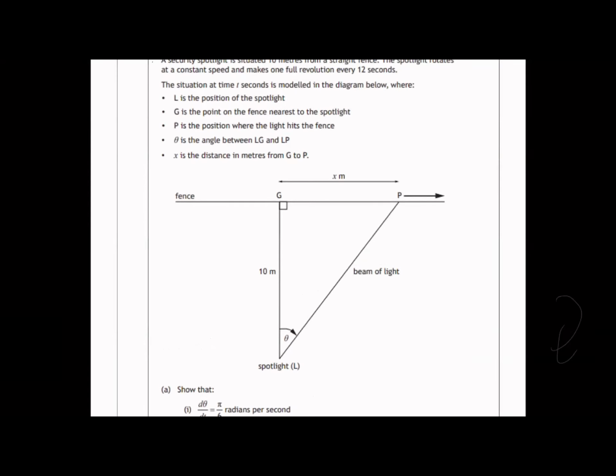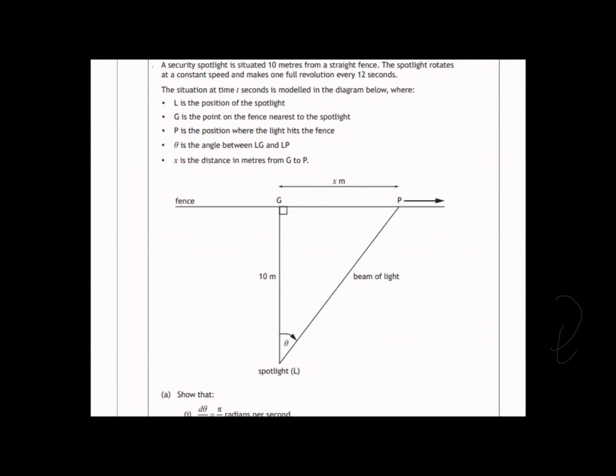What you need to do is to make use of this line over here. I was asking you, one revolution, how many degrees? 360 degrees. But we are working with radians, so 2 pi radians. Okay, 2 pi per 12 seconds. So that means d theta by dt is 2 pi divided by 12. Then you get pi over 6.